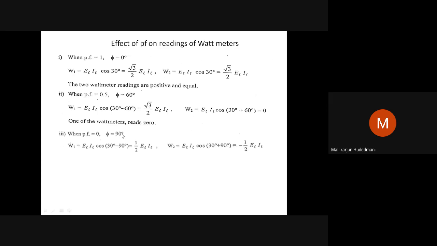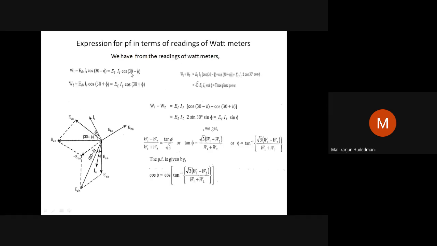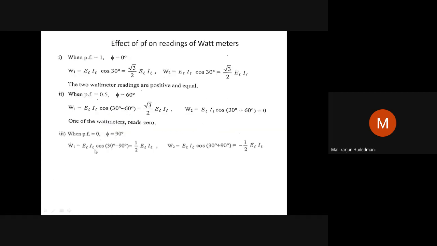What is the effect of that? Let's see here. When it is cos of 30 minus 90, 30 plus 90. So cos of 30 minus 90 becomes cos 60, and this becomes cos 120. Let us see what is the meaning of that. ELIL cos 30 minus 90 represents half ELIL. And what about this? ELIL cos 30 plus 90, cos 120, becomes minus half ELIL.